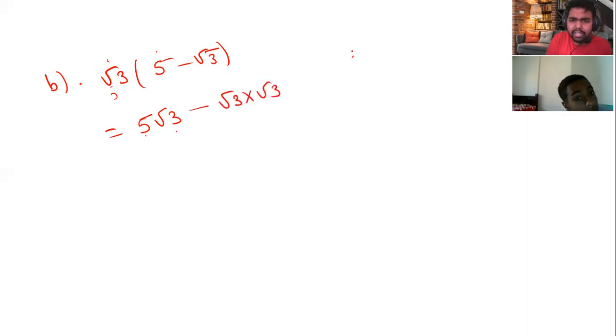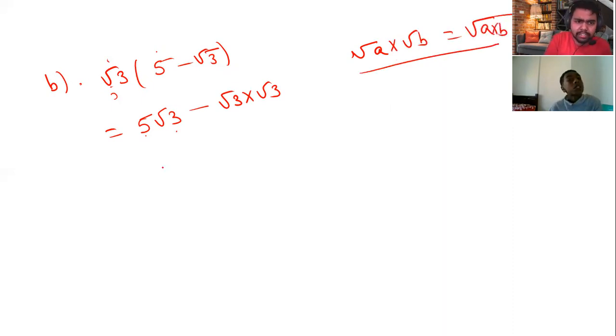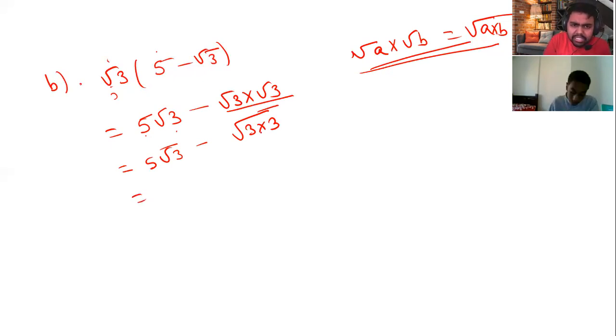I told you that if we have root a and root b, I can write them together as the whole root of a into b. This was the property which I told. So can I write root 3 times 3 like this? Now if you see, there is a pair of 3, or this is root 9. I know that this is 3. That will come outside of the root and it would be just 3, right?